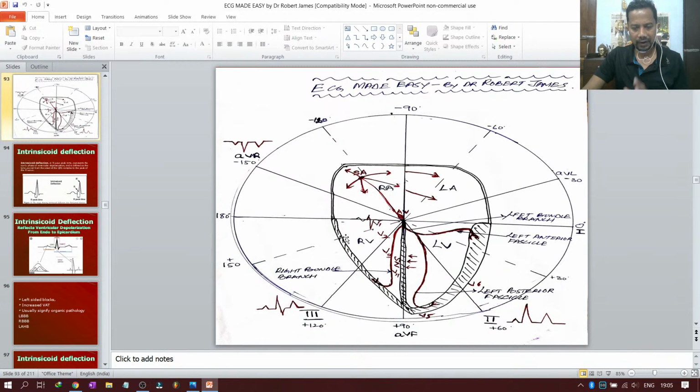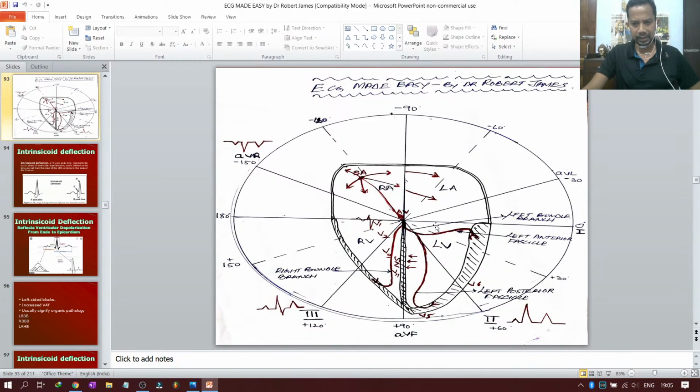Now we come to the little finer block, left anterior hemiblock. You must remember that around 99.9% of the times when you see a left axis deviation, it is because of LAHB, left anterior hemiblock. Whenever there is a left axis deviation, you should look for a deep S wave in lead 2 and lead 3, and that is the criteria for LAHB.